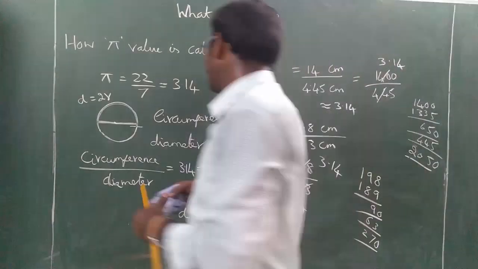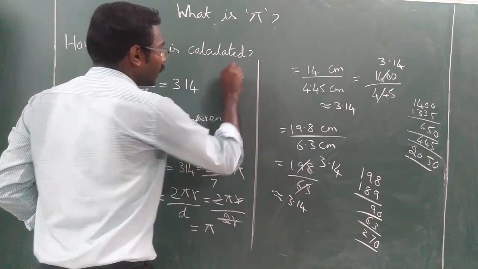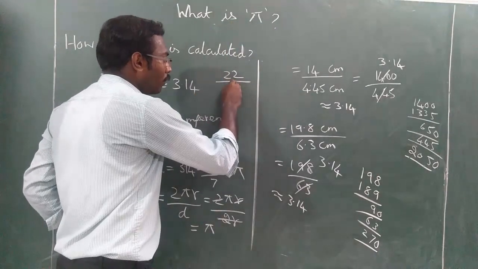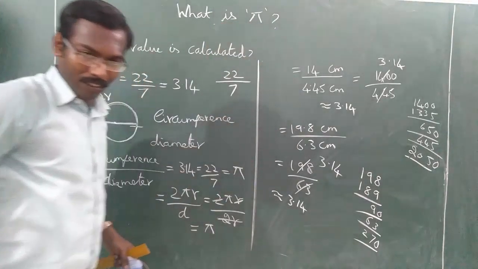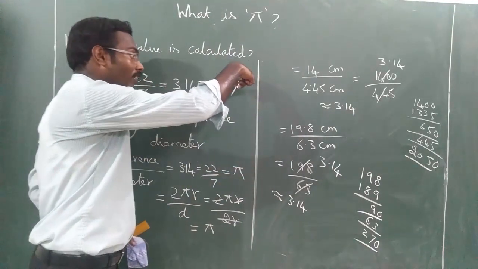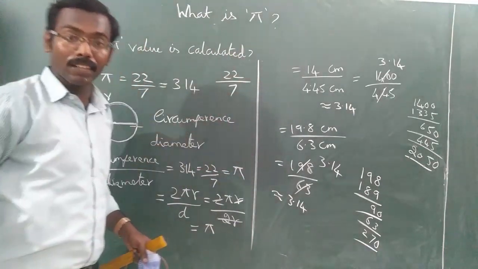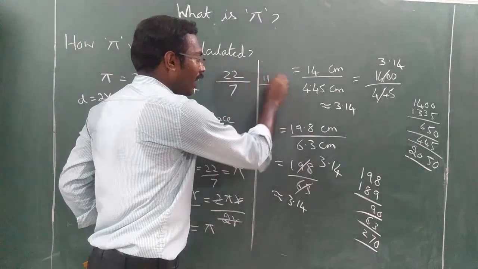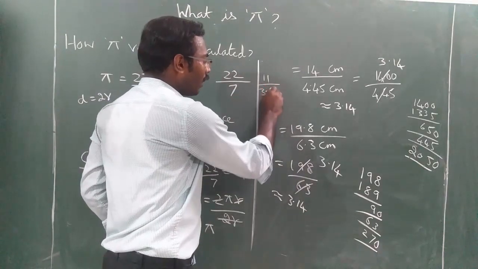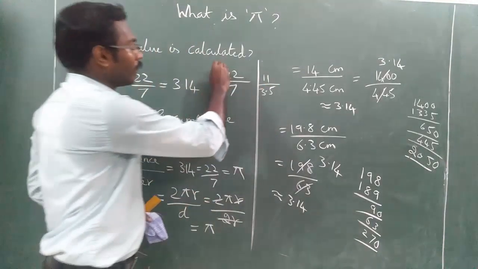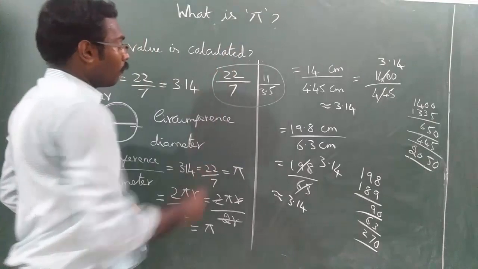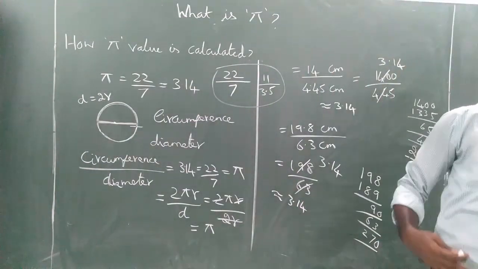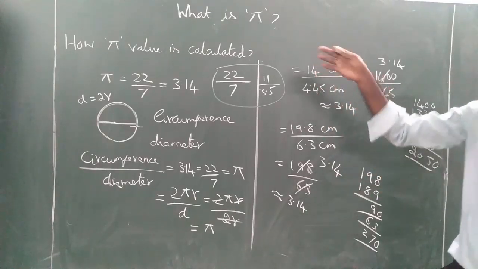Understood? So in other words, we can say if the circumference of a circle is 22, then automatically the diameter will be 7. Again I say, if the circumference of a circle is 22, automatically the diameter will be 7. Similarly, if the circumference is 11, then the diameter will be 3.5. These types of measurements are used by the people who make wheels of carts. Even in olden times they used this method.